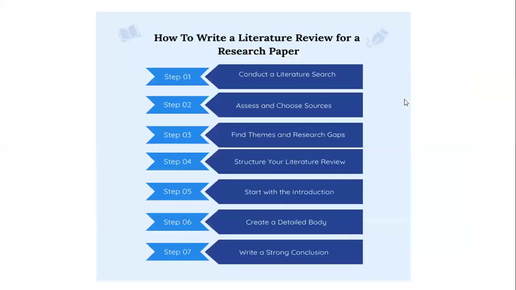These are the main steps which you will use to make a strong literature review in your research paper. You have to conduct a literature search and then assess and choose sources. The third step is you have to find themes and research gaps, and then structure your literature review, and then start with the introduction first of all, and then create a detailed body, as we have discussed the three main parts of a literature review: introduction, body, and then at last, at the seventh step, you will write a strong conclusion. These are basically the inclusions of your literature review, what you have to write in a literature review while doing your research paper. Okay.